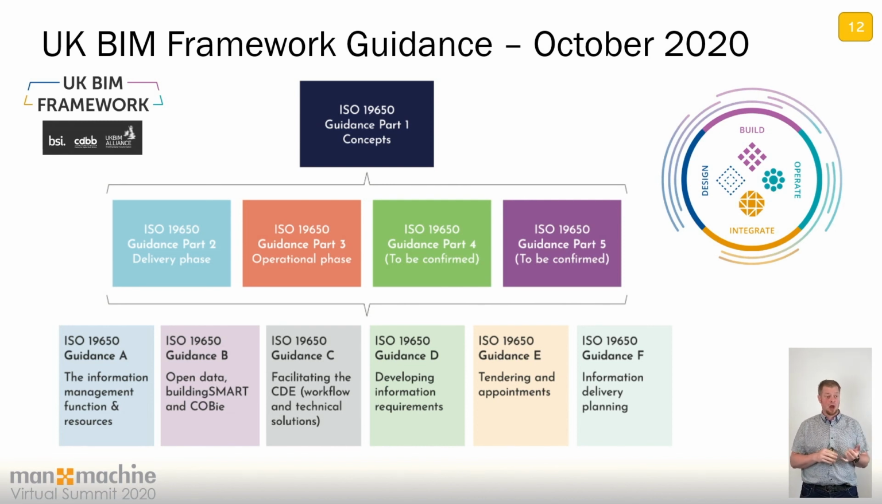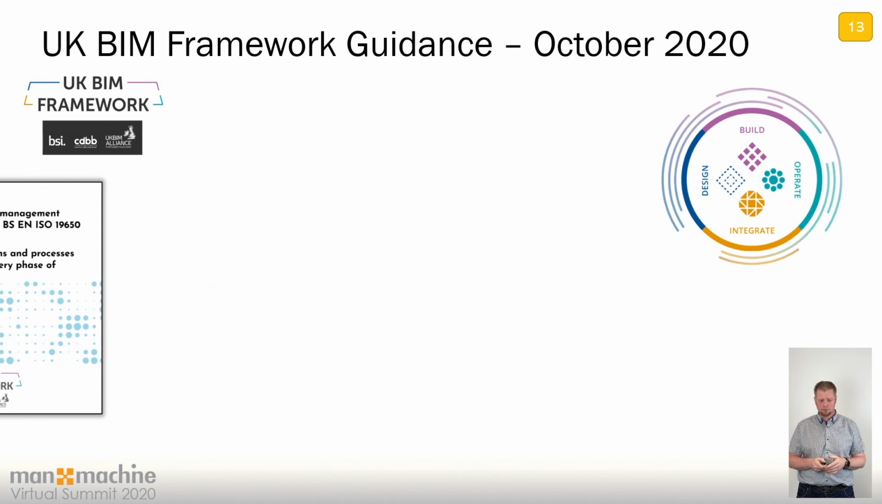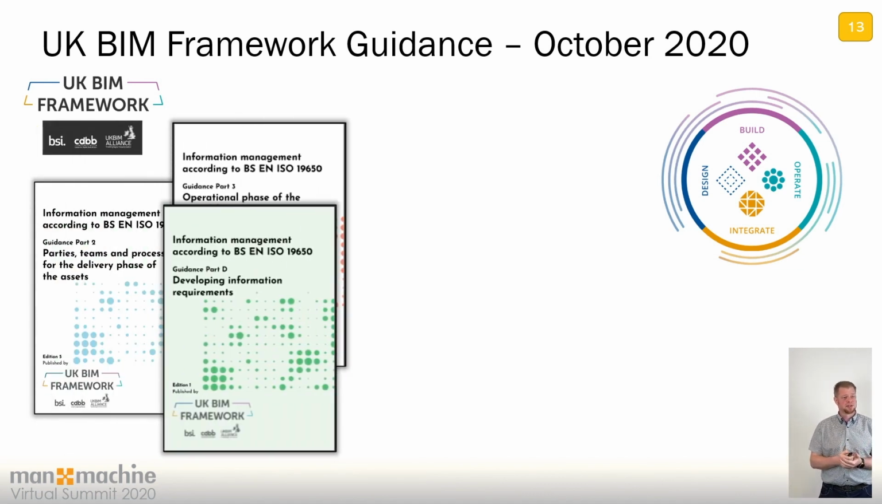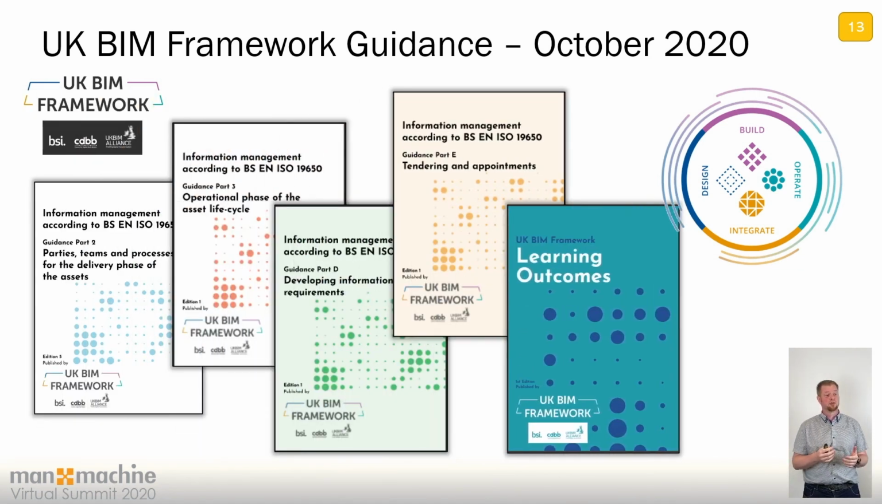So at the moment, we have some key guidance around ISO 19650 parts 1, 2 and 3. We're expecting obviously the other ones to follow in due course. But these are really, really helpful documents. They've been written slightly less academically than the standards would have been, and there are some really useful practical examples within those documents that you can download for free from the UKBM Framework website. And here on screen you can see some examples of those documents moving forward.